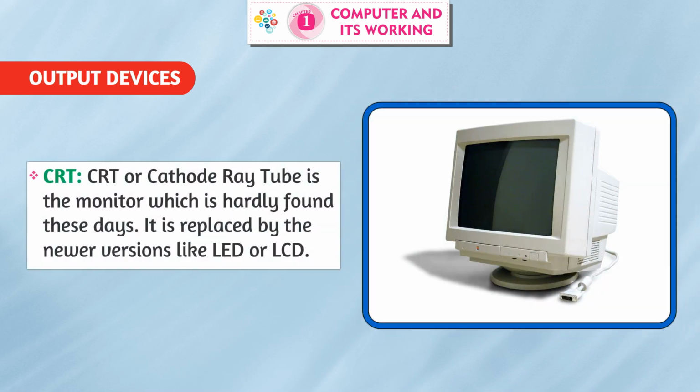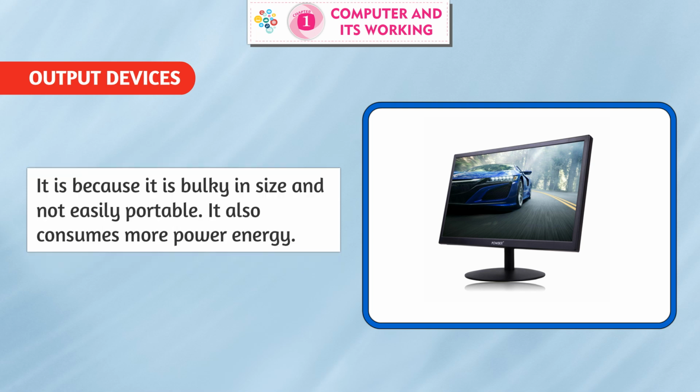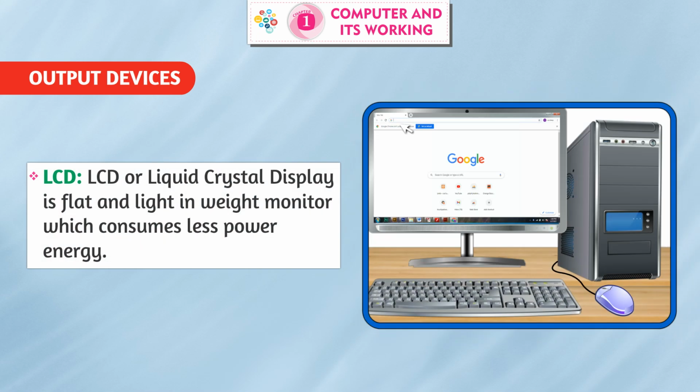CRT or cathode ray tube is the monitor which is hardly found these days. It is replaced by the newer versions like LED or LCD. It is because it is bulky in size and not easily portable. It also consumes more power energy.